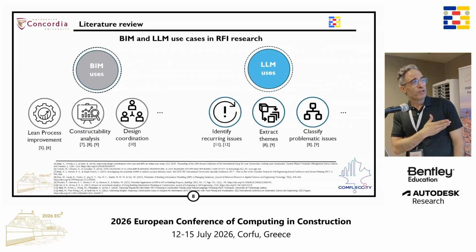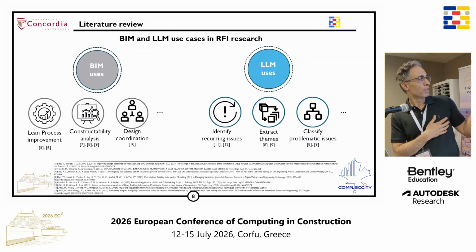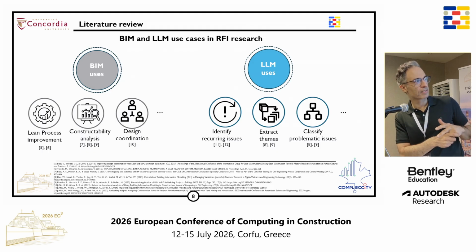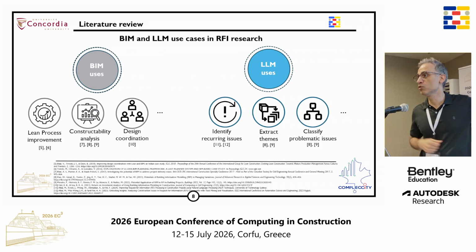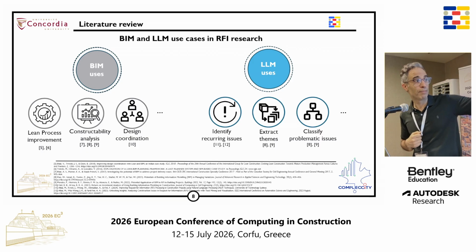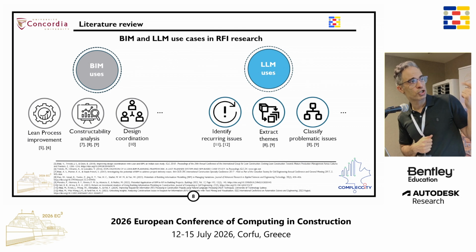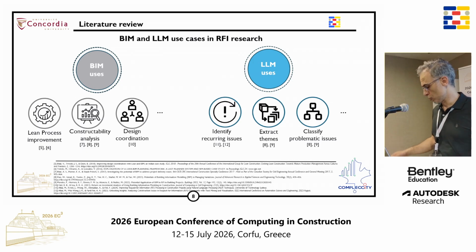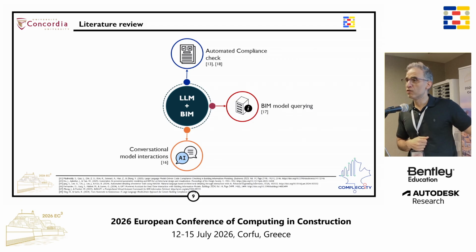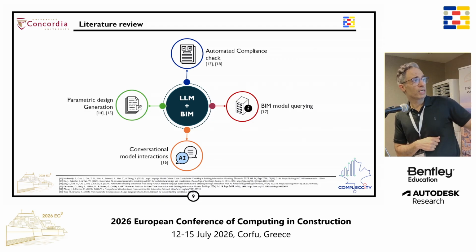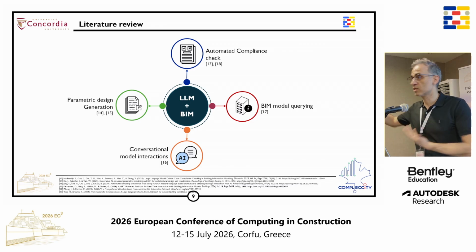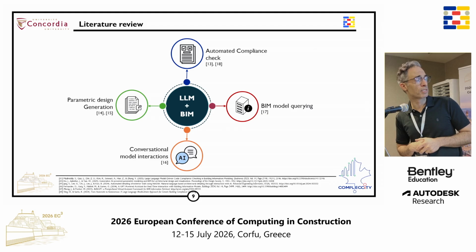Looking back at the previous works, BIM is typically used heavily for leaning the process, for basically constructability analysis, for design coordination. All of these are great tools to prevent more and more RFIs from generation. But once they're there, these cannot help that much. On the other hand, the LLMs are mostly on identifying recurring issues, the main themes in documents, and classify the problematic issues. When it comes to bridging the two, the previous works are mostly focusing on model querying, conversational basically applications. Fantastic presentations by previous presenters on that.